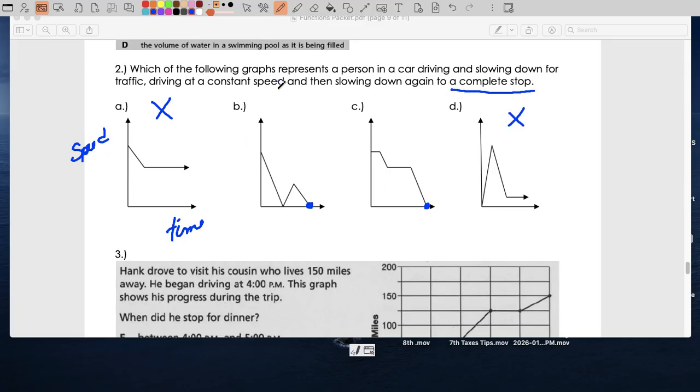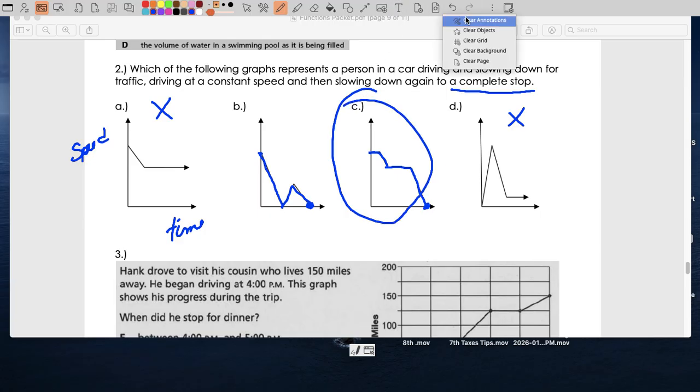Okay, so here's a car driving, slowing down for traffic, driving at constant speed. Okay, so here's a car, right? So it's driving, slowing down, then it's driving at the same speed for a little bit, same speed, and then slowing down to complete stop there. This one says the car was at a particular speed, it slowed down to complete stop, like a stoplight, increased the speed a little bit, right? And then decreased the speed to a full stop. Definitely not the story that we're talking about. So C is the one that you want to choose.